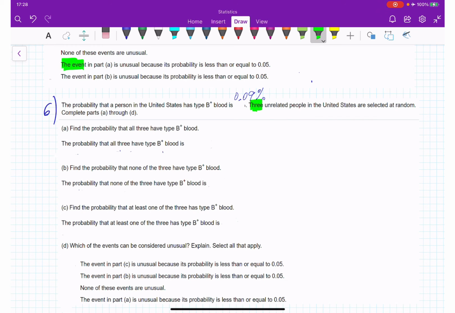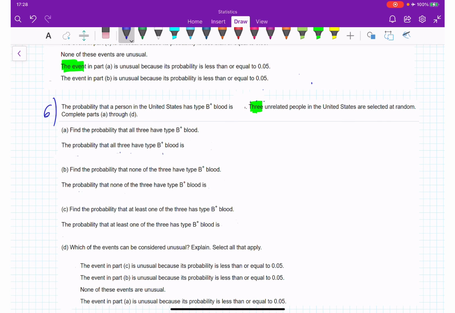Okay, here I messed up. It's supposed to be 9%. Hold on. Let me write it down. It's supposed to be 9%.